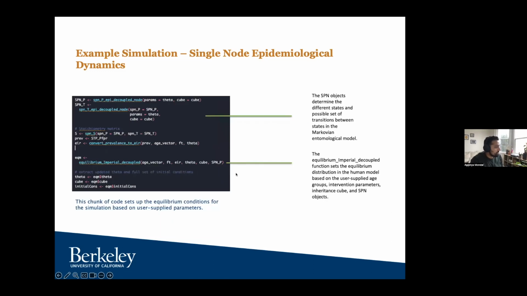And then the next step is determining the Markov states of the model. So these functions are just provided to you. You don't really need to go too in depth into this, but if you pass in your inheritance cube and your parameters, it'll set up all of the different states in the Markov model using the SPNP and SPNT functions. And then using that, you can get the equilibrium values for all of the different states using the age vector and the different parameters and the baseline EIR.